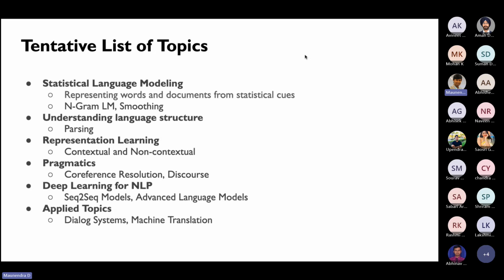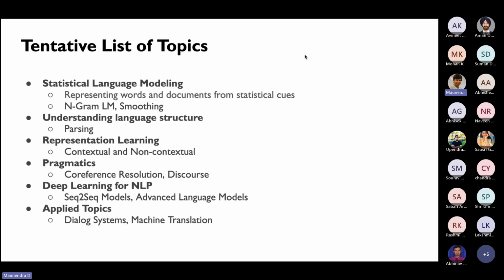So the parsing and various other kinds of sequence labeling things, like the ones that Srijit was covering and he'll cover in his next lecture, come under the syntax part. Then semantics will try to understand the meaning, and many of the representations which we are talking about try to capture that semantics.